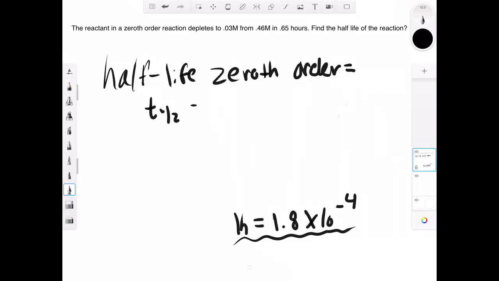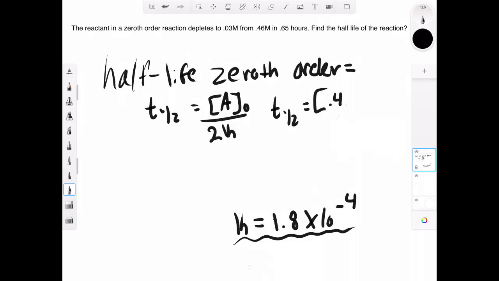So the half-life in zero order is going to be equal to A_0 over 2k. So A_0, like we said, was the beginning initial amount. So it's going to be 0.46 over 2 times the value that we got for k, which was 1.84 times 10 to the negative 4.